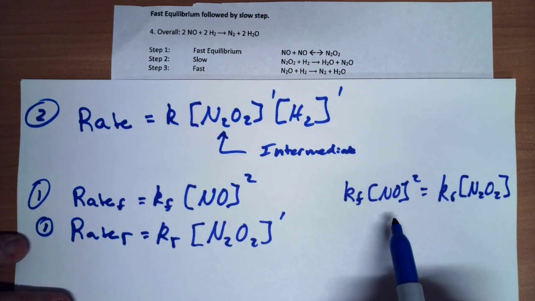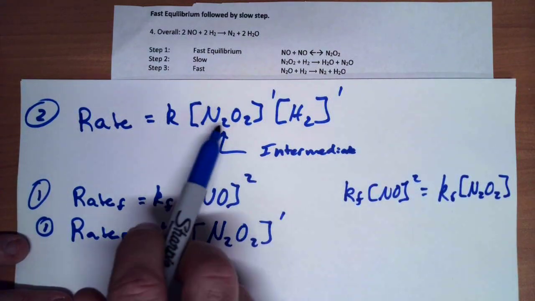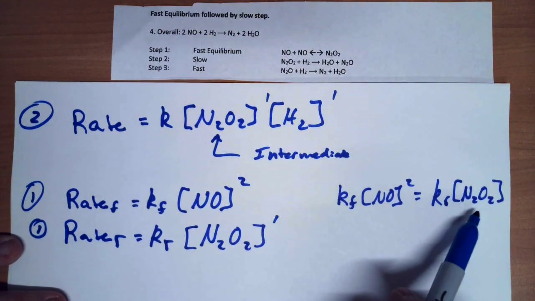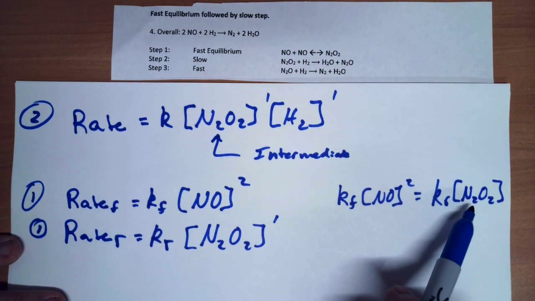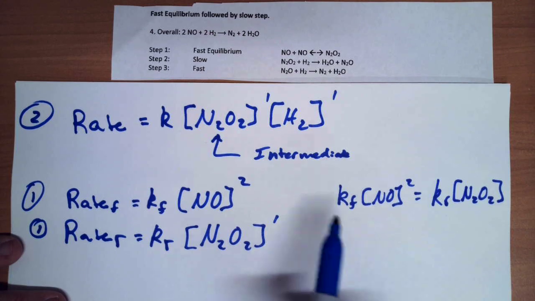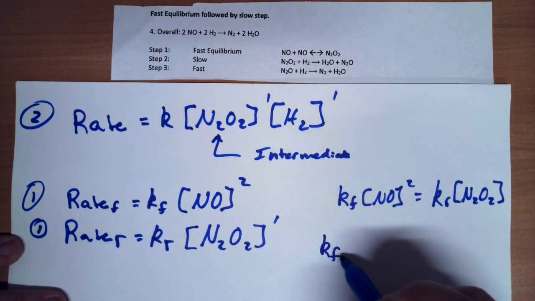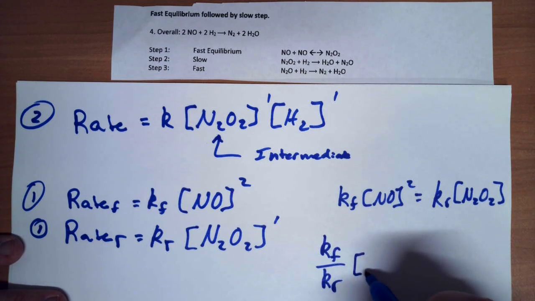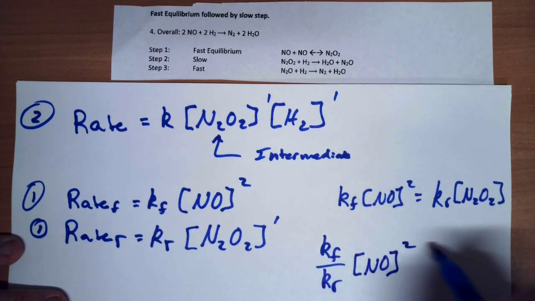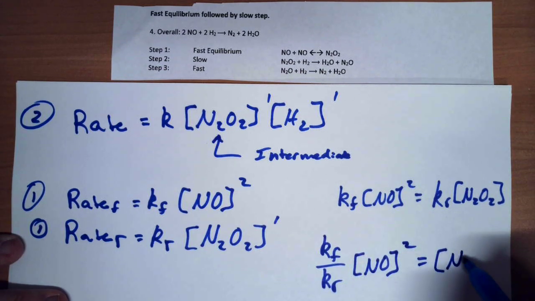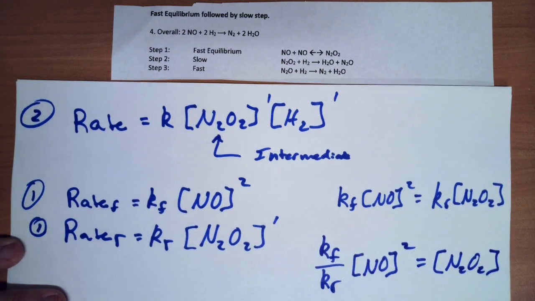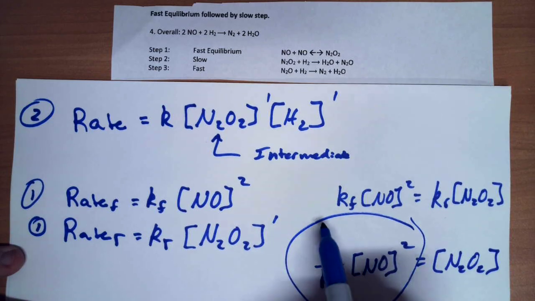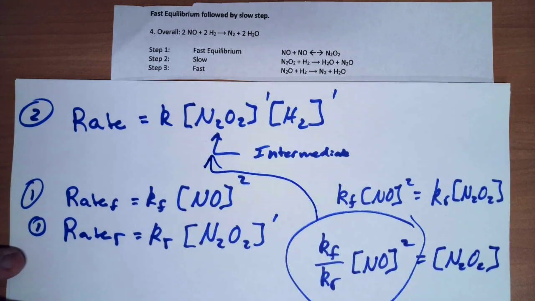Now again, all I'm after is I'm trying to substitute and replace this thing, this intermediate, which is showing up right there. So I'm going to isolate for N2O2 by dividing this over. So Kf over Kr times the concentration of NO, second order, is equal to this, N2O2. And then I'm simply going to plug in this expression for that intermediate that's right there.